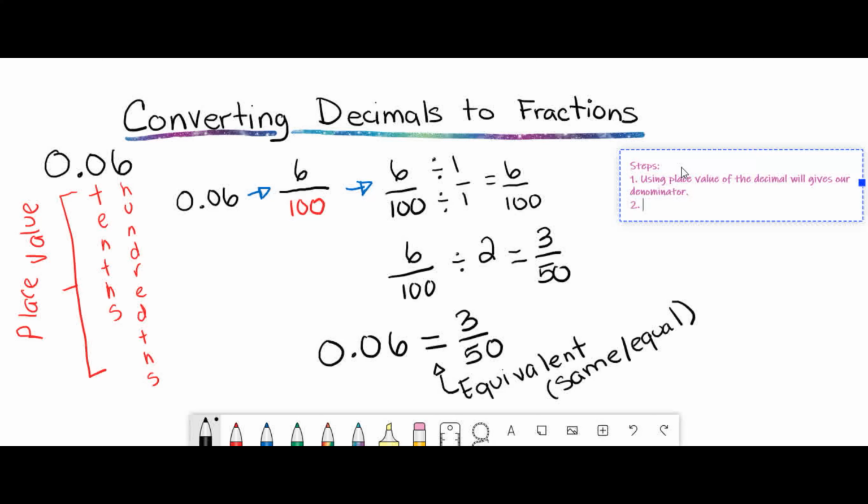Step 2 is, what was step 2? Do you guys remember? Step 2 was the numbers to the right of the decimal point are the numerators. Okay? And my last step, step 3, was to simplify the fraction. Okay?